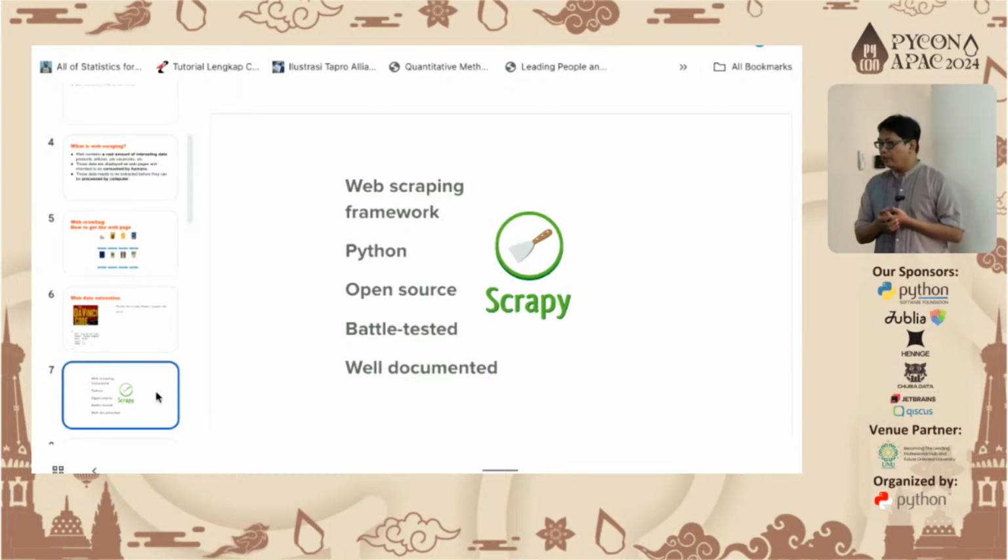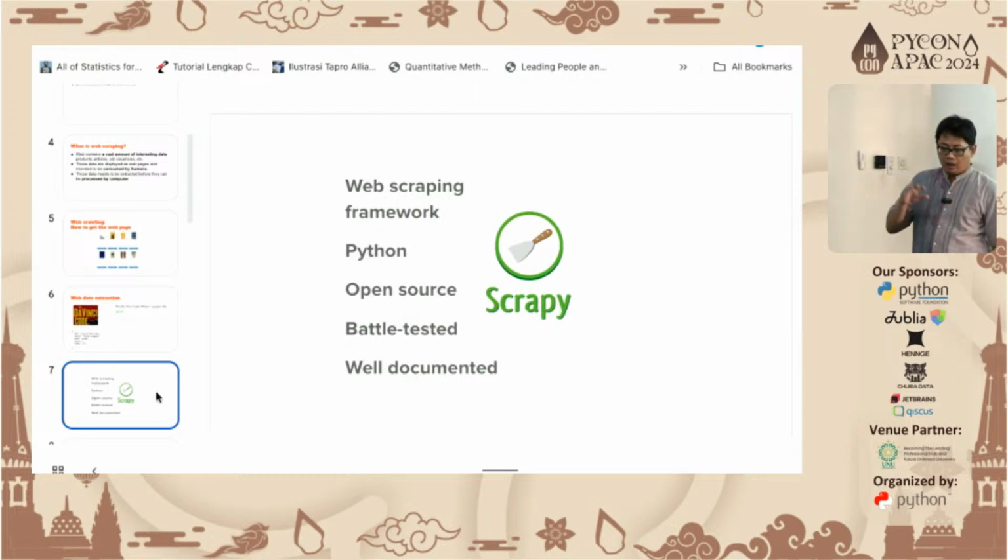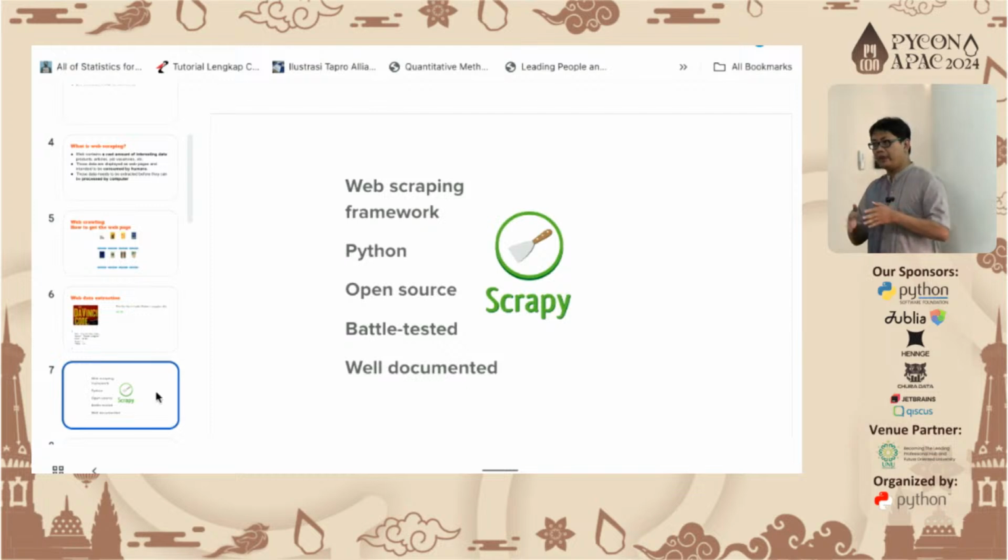Unlike Beautiful Soup, I think Beautiful Soup is not a framework, but more like a library. And you can use Beautiful Soup when using Scrapy. I think Beautiful Soup does not handle request scheduling: how you will schedule the requests, how you specify the delay between requests, how you set up the number of concurrent requests. I don't think Beautiful Soup supports that, but Scrapy supports that.